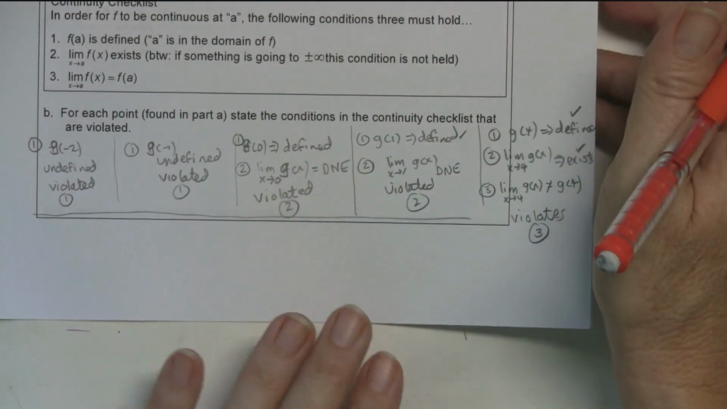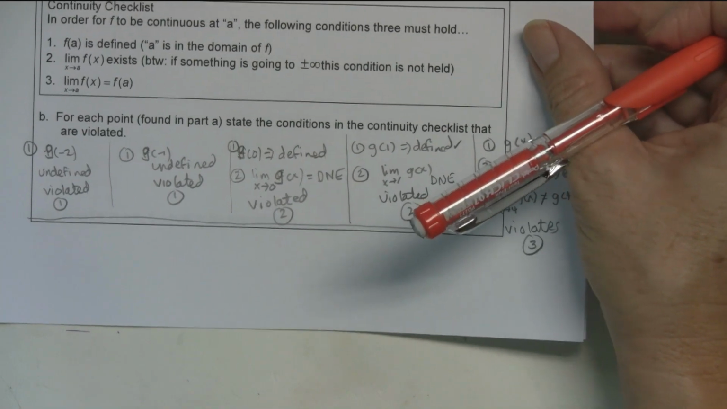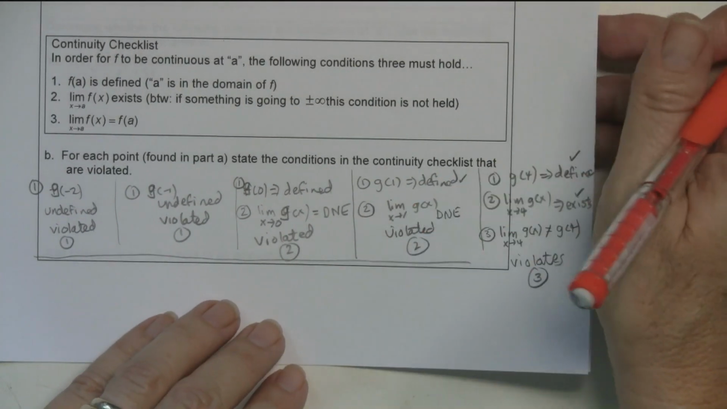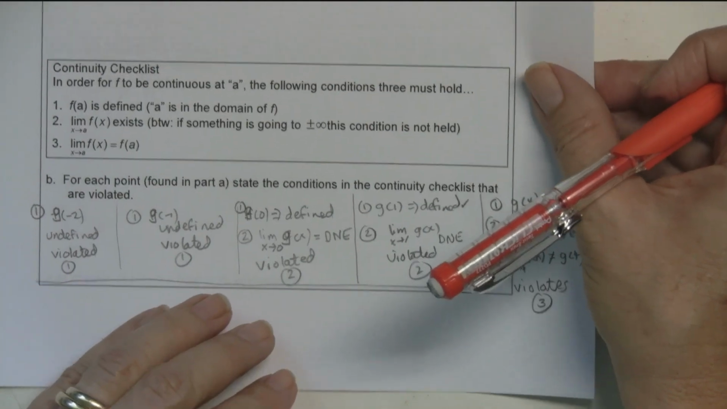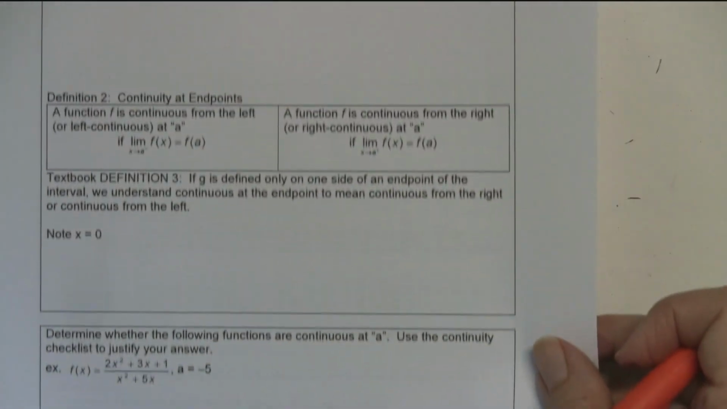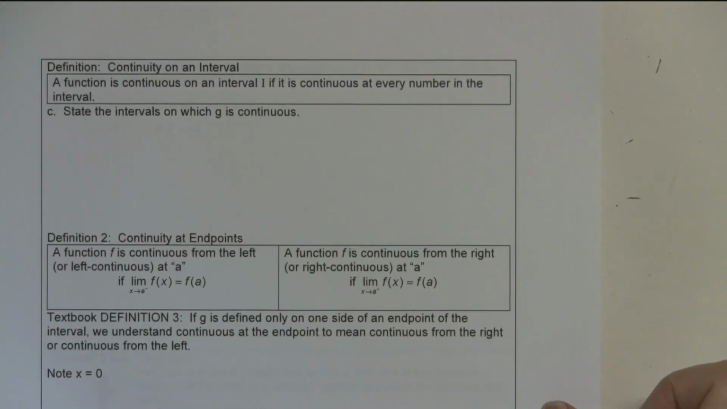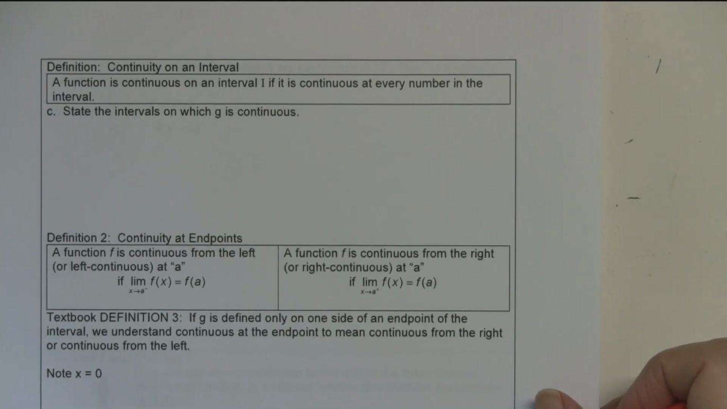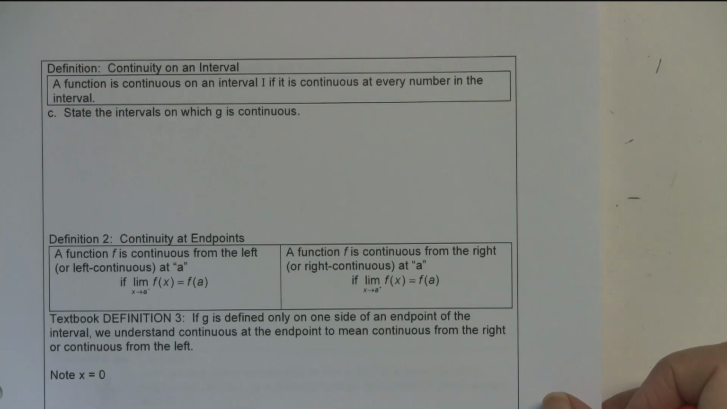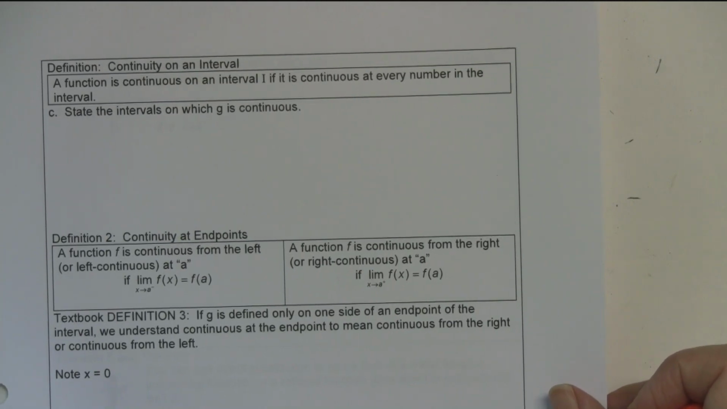So that's what they were asking us to do, to look at the continuity checklist and see which one it violates. If it violates 1, there's no reason to go on and see if it violates 2, but it might. So anyway, that's kind of the story there. So going on with this problem, they want me to state the intervals on which the function is continuous.